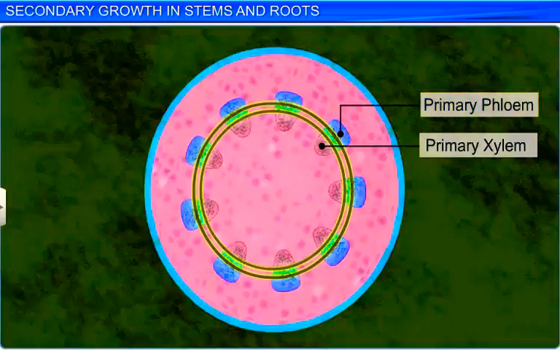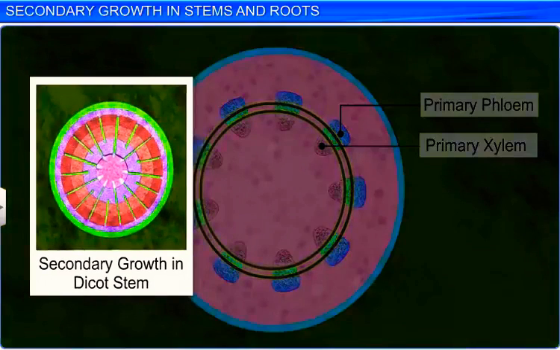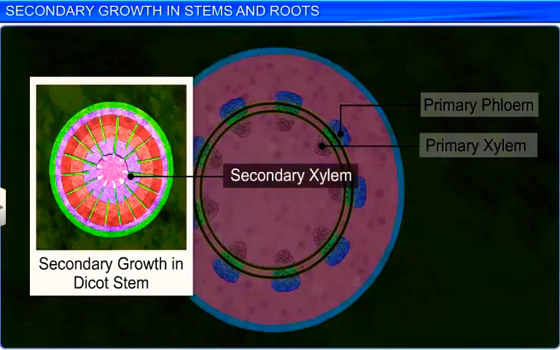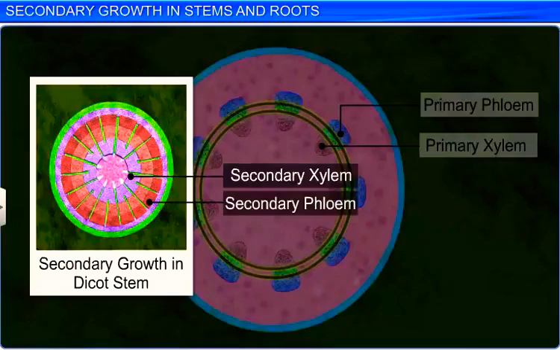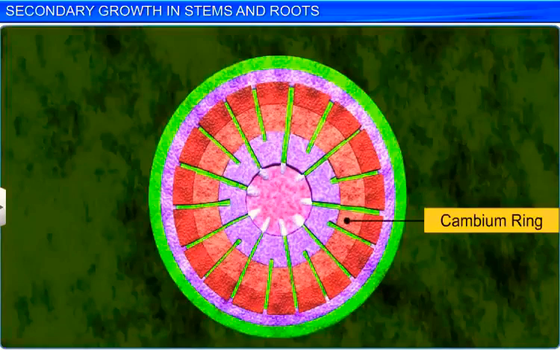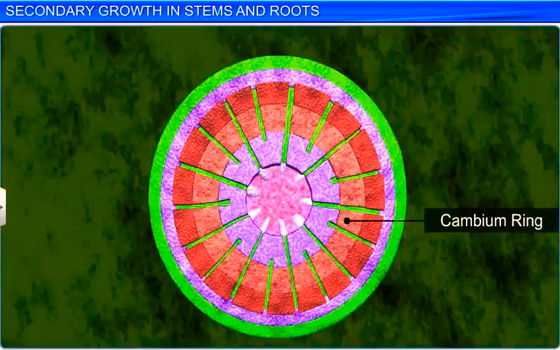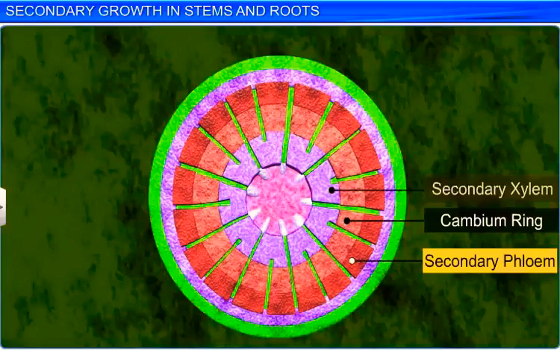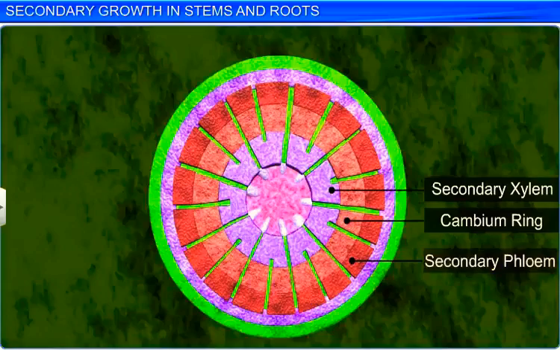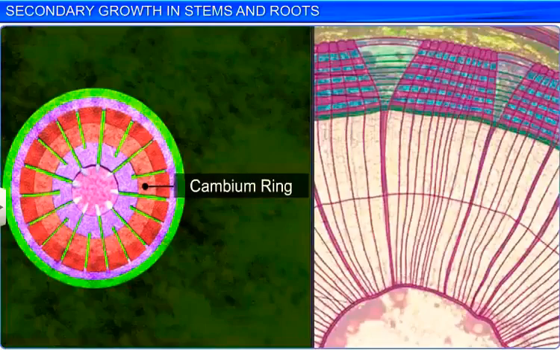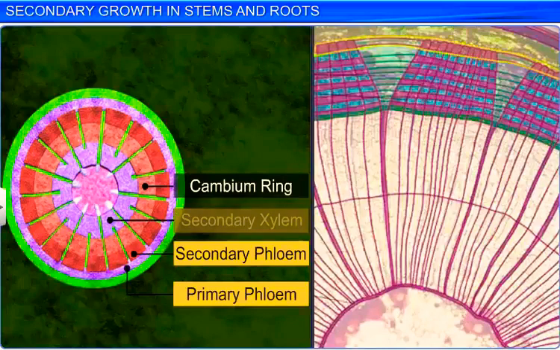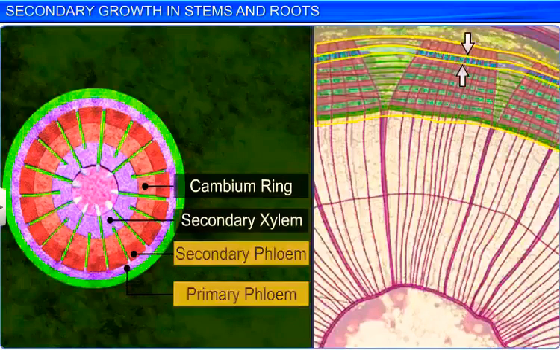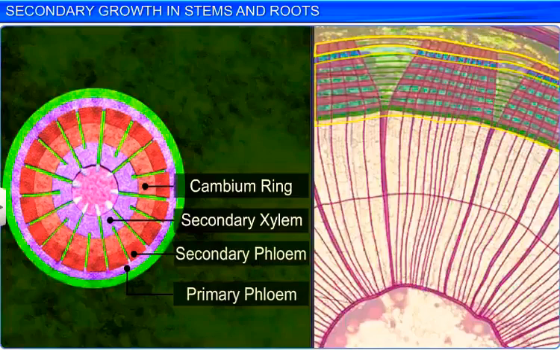Cell division takes place on both the sides of the cambial ring and results in the formation of secondary xylem on the inner surface and secondary phloem on the outer surface. Since the cambium is more active on the inner side, the formation of secondary xylem is more than secondary phloem. Due to the continued formation of secondary xylem, primary and secondary phloem get crushed. However, primary xylem remains intact in the center.